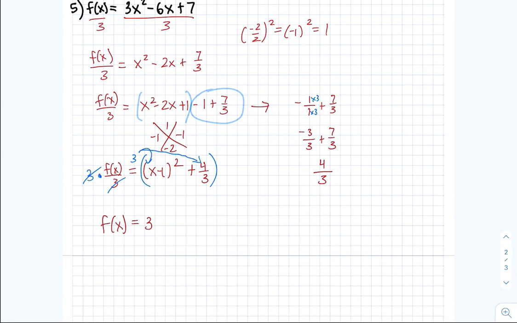So 3 times (x minus 1) squared. Okay, 3 times 4/3, you guys, the 3's cancel, so all that leaves us with is 4. Another way you could have done it is 3 times 4 is 12, but then 12 divided by 3 will give you 4. And the vertex form of this, you guys, is 1, 4.